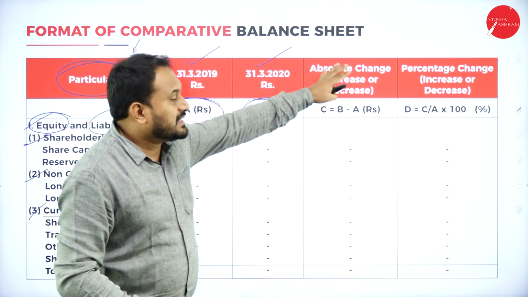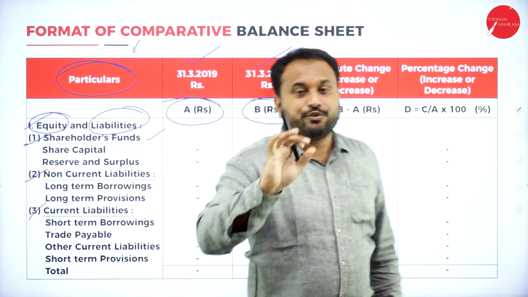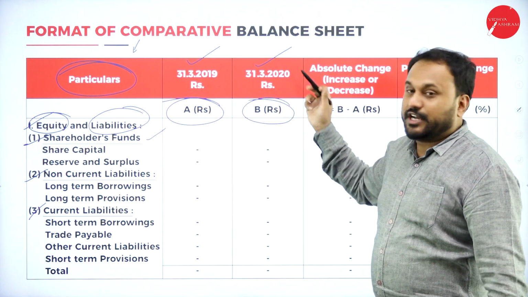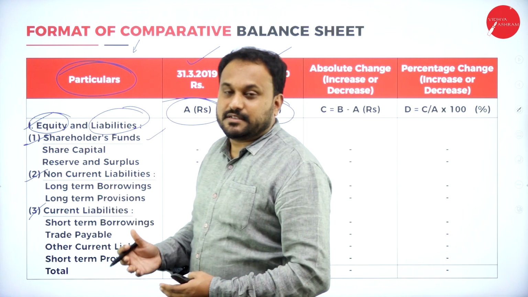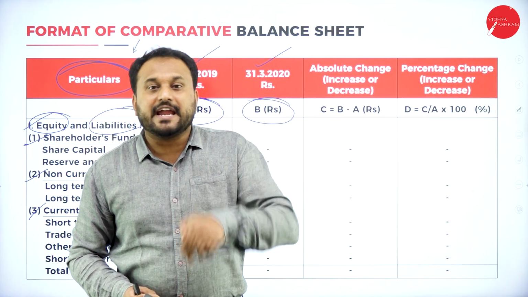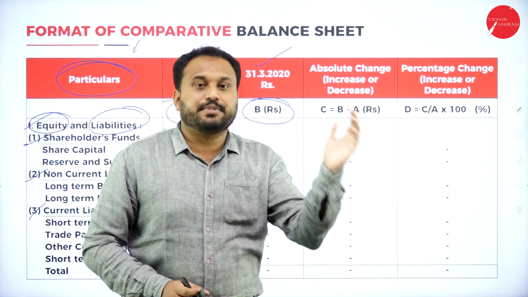How will you prepare this? We call this the absolute change, the comparative statement. Understand? Comparative. We compare what happened in 2019 and what happened in 2020. Then we go with a comparison. Whenever we compare, it is always current year minus previous year.